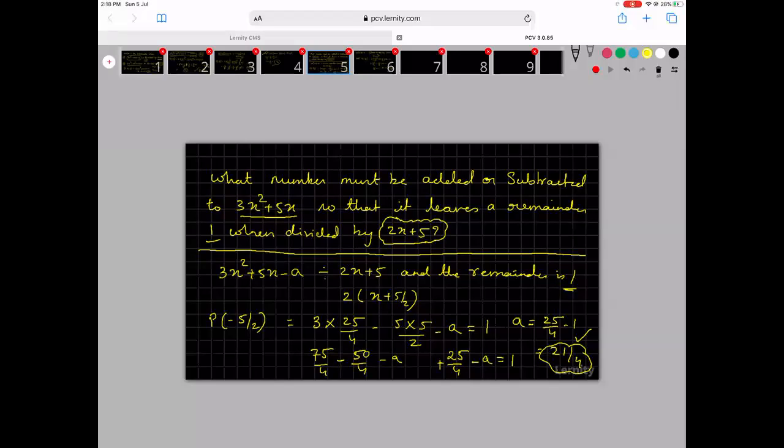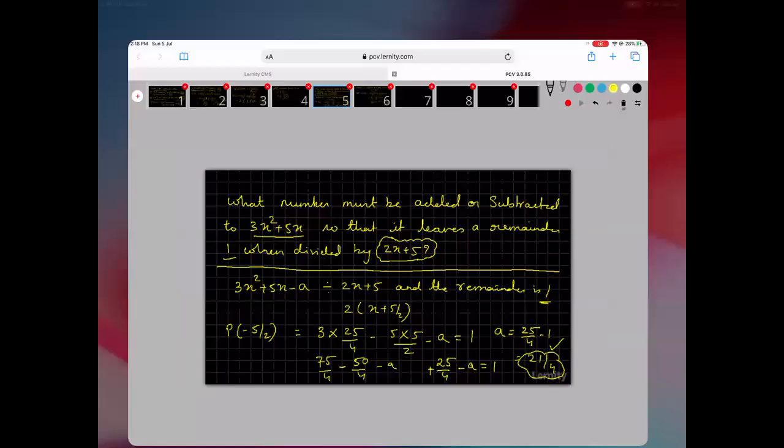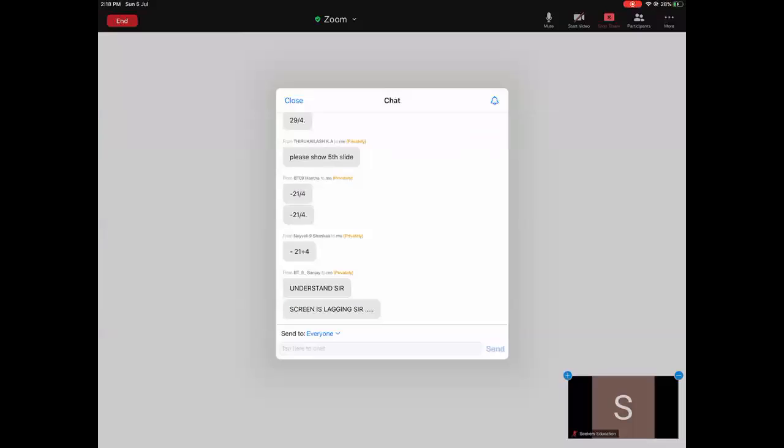Okay, so if it is done, let me just check if there are any messages. Screen is lagging, understand sir, but screen is lagging. Others, I hope all of you are able to understand.